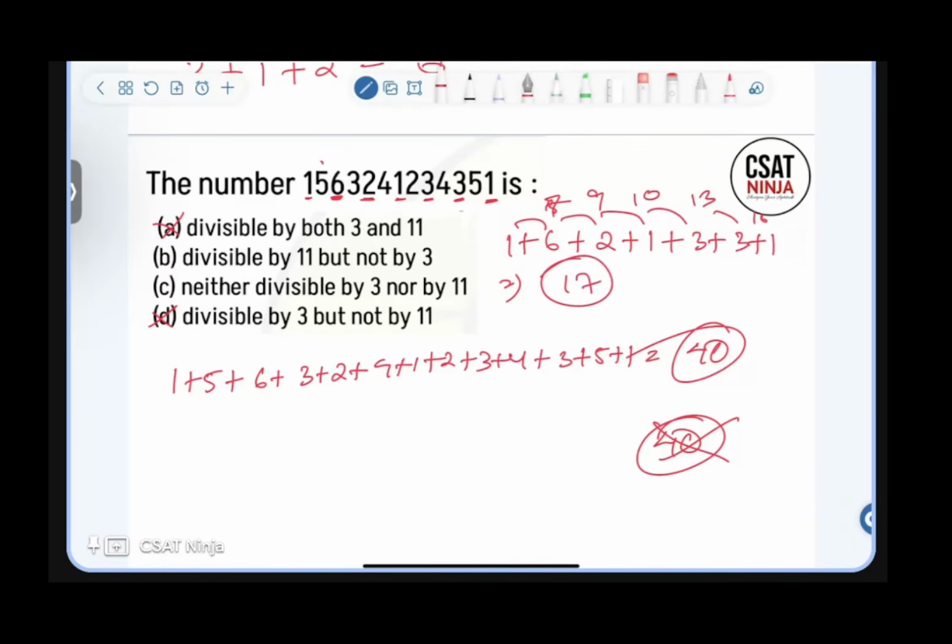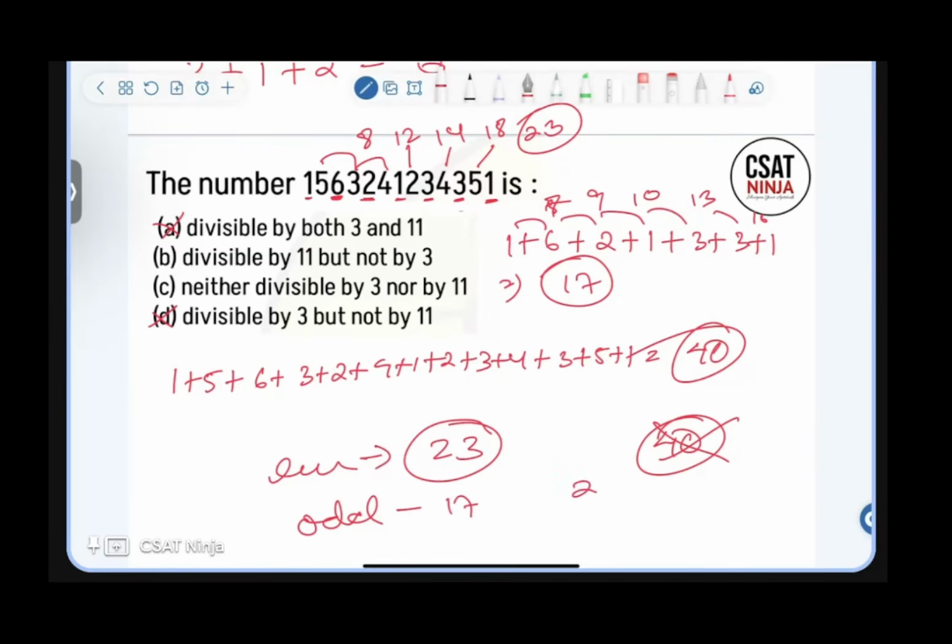And for even, let's check. 5 plus 3 is 8. 8 plus 4 is 12. 12 plus 2 is 14. 14 plus 4 is 18. 18 plus 5 is 23. I'm getting 23 there. So the even place sum I'm getting is 23, and the odd place sum I'm getting is 17. If I subtract, 23 minus 17, I'm getting here how much? 6. Which means this 6 is not divisible by 11, which means that it is neither divisible by 3 nor by 11. So that's what we are getting.